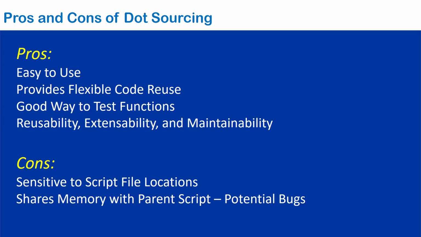The cons? What I don't like about dot sourcing is it's sensitive to script file locations. As we saw, you need to be aware of where the script is. Now, I kind of got around that a little bit by using the PS script root and then just basically using the period backslash to say everything's here. So it kind of made it a little bit easier.